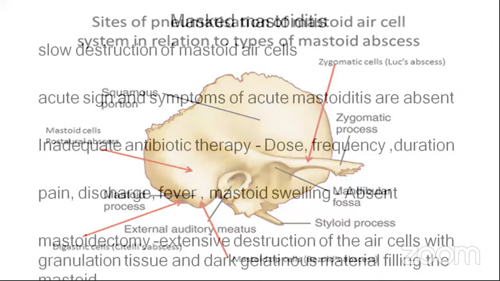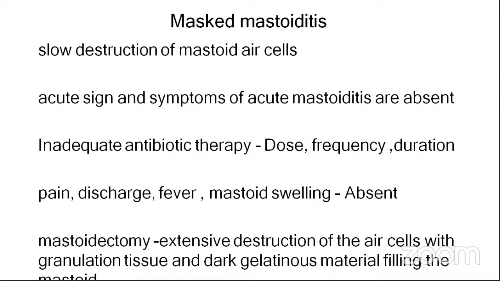So what is masked mastoiditis? That is actually the slow destruction of the mastoid. There, the acute signs and symptoms of acute mastoiditis are absent. That is probably because of inadequate antibiotic therapy, like dose, frequency, or duration. Whenever that is inadequate, that can result in masked mastoiditis. The patient will not have any pain, discharge, or fever. Those acute signs of mastoiditis will not be present in this patient, but there will be pus inside the mastoid. That will be found only on HRCT of the temporal bone. And when you do a mastoidectomy, you can see extensive destruction with granulation tissue and dark gelatinous material filling the mastoid.